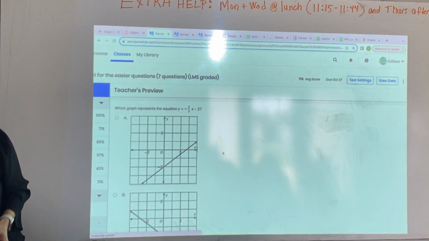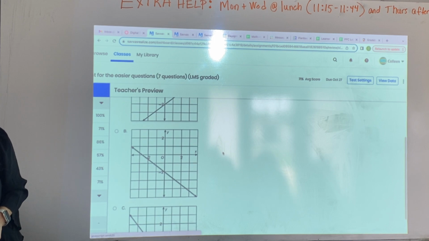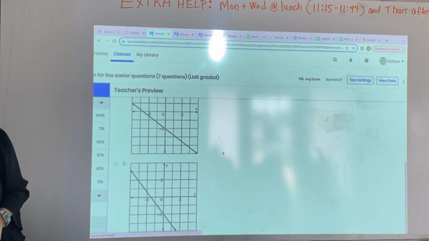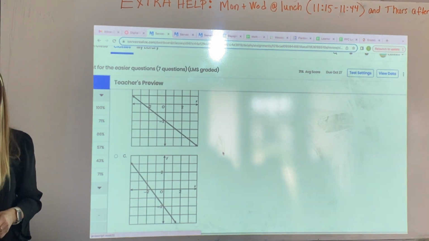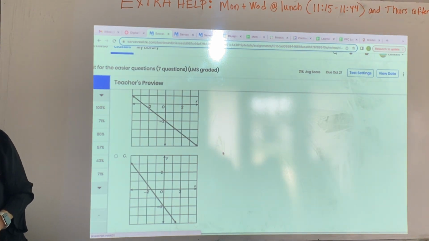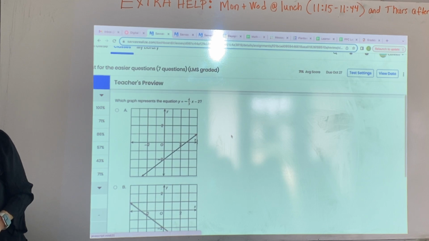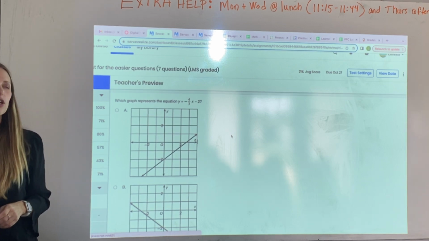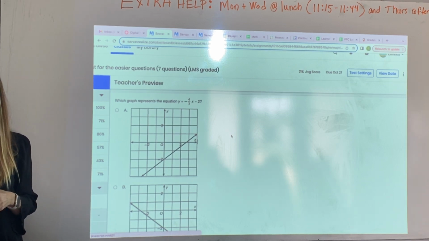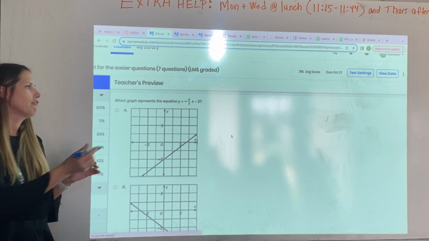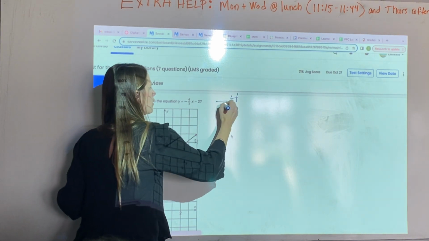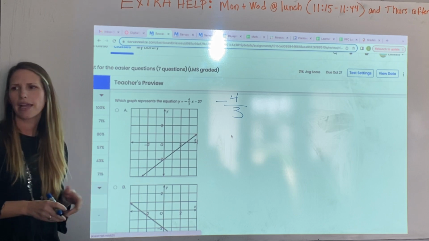Let's check out our graphs here. Does A have a y-intercept of -2? Good, so that's a possibility. Does B have a y-intercept of -2? Good, so that's a possibility. Oh man, all of them have the y-intercept -2. So let's go back up and look at our slope. Our slope is what? -4/3. Is our slope positive or negative? Negative.